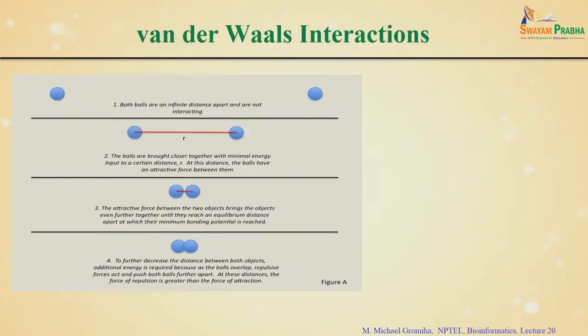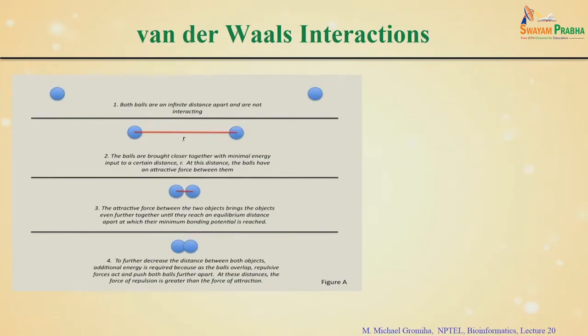So now let's look at the van der Waals interactions. How to explain van der Waals interactions? For example, if the two atoms are very far apart, then what will happen? If they are very distant, then there are no interactions. When they come close to each other, to some distance r, it will have the attractive force at a minimum distance of r.